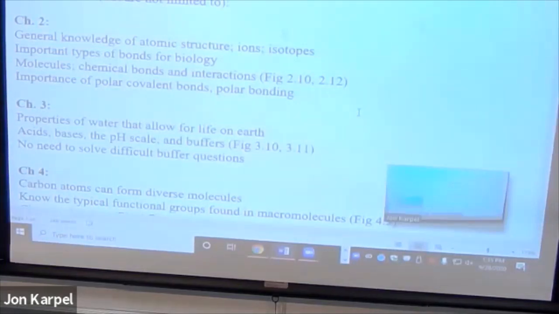Okay, water. So we talked about the properties of water. There won't be any questions on adhesion or cohesion because we didn't talk about that in class. It's in the book, but not in class. Acids, bases, buffers. Okay, you don't need to do anything scary like you did on cell concepts with the buffers. That was an application of buffer knowledge. You just need to know the general definitions of what they do. What is a buffer?